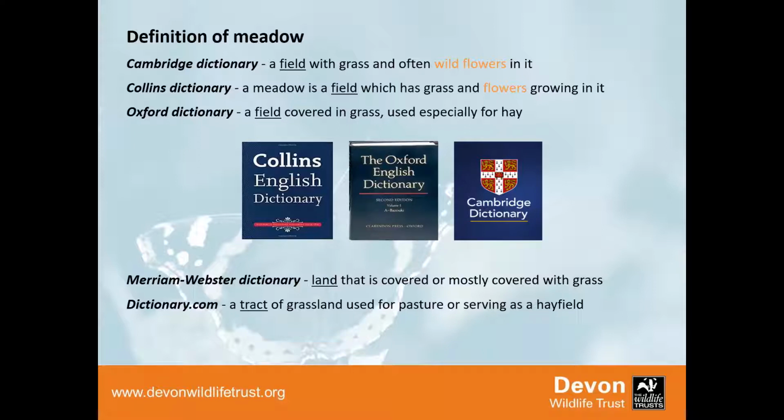So all the main dictionaries refer to a field, which is an interesting place to start. They usually look at a field with grass. Some of them look at wildflowers and some look at hay. It's interesting then that the more recent online dictionary definitions use land or tract of grassland. And really that's interesting because it depends what time period you're looking at. In the modern era, definitely field is probably relevant, but going back through history that becomes less relevant, and so hopefully we can explore that a bit now.